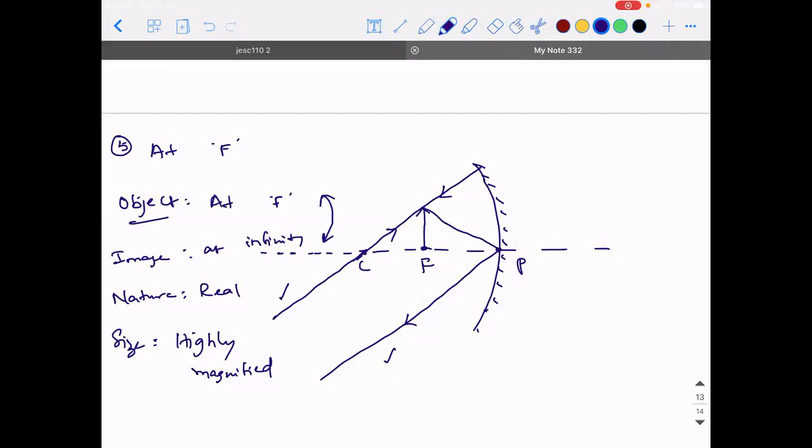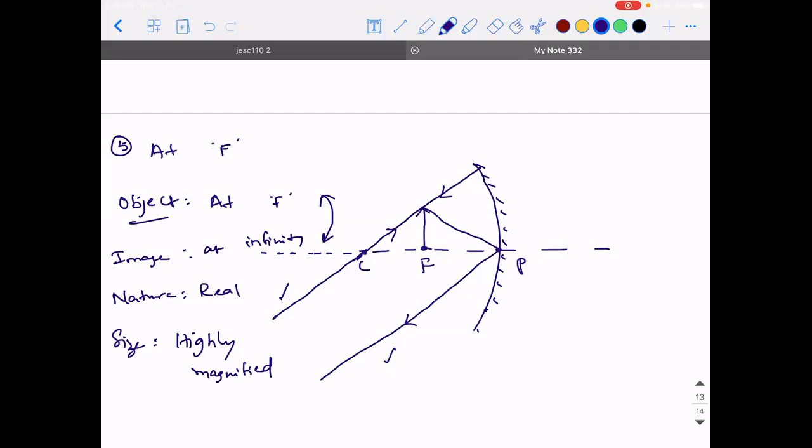Similarly, what is the second one? When the object was placed beyond C, the image was formed between F and C. Now, that is the fourth condition, fourth diagram. When the object was placed between F and C, where was the image formed? Beyond C. It is just the reverse of it. Okay. So if you remember one thing, it is exactly the reverse. You can guess what would happen if the image and the object are swapped.